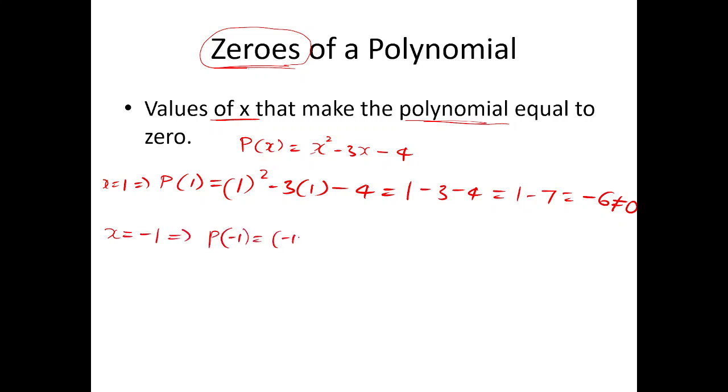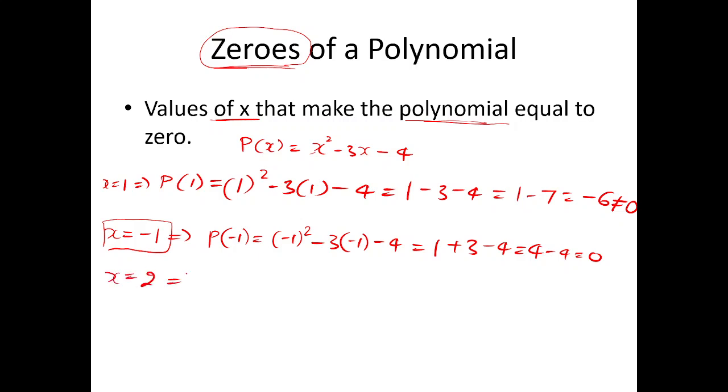That is, P of minus 1 equals (minus 1) squared minus 3 into minus 1 minus 4, which is equal to 1 plus 3 minus 4, which is equal to 4 minus 4 equal to 0. See, in this case, when we substitute x as minus 1, the value of the polynomial becomes 0. If I take x as 2, then what happens?